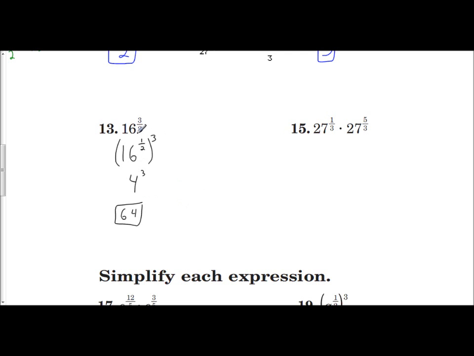So when you're trying to deal with a value in the numerator that's not 1, just split it apart. Take the denominator, which is 2. So you have 1/2 as your power, and then put the 3 on the outside.